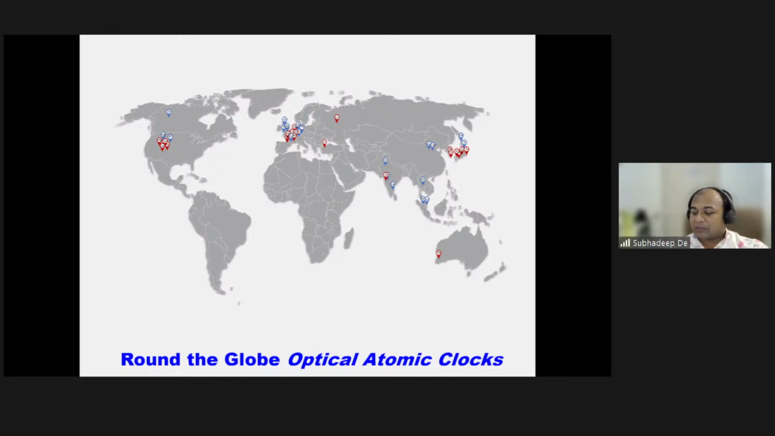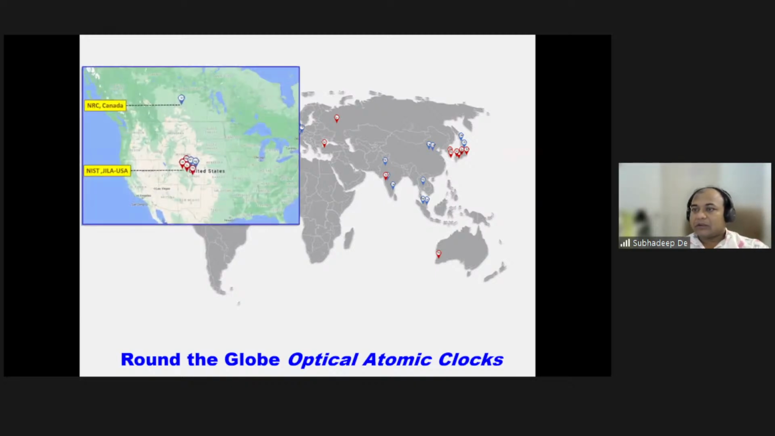So here you can see a mapping. For example, NIST, National Institute of Standards and Technology in USA, they are pioneers in making clocks, basically atomic clocks. In fact, the idea came from there only. So they have a fountain clock, they have an optical clock and everything. And they have all sorts of ion clocks, atom clocks, everything here, what you see.